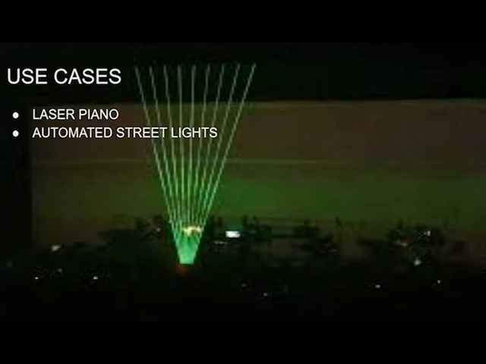Automated street light systems work on this principle so that as the sun sets, it switches the light on, and after the sunrise, it switches the lights off. We can also implement this in our homes.